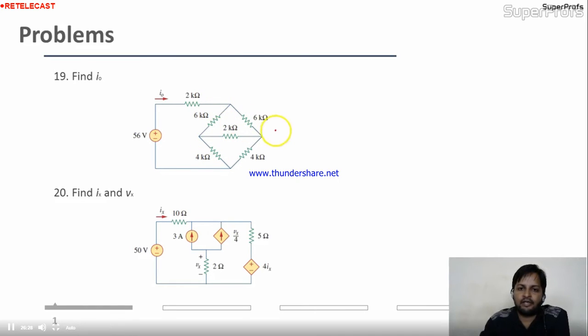As I told you here, the 6, 4, 2, 4, 6, they are not connected in series or parallel connection. They are in delta and star connection. See this 2, 4 and 4, they are connected in delta. We can easily convert this 3 into star. Can I? Yes, you know the formula also.